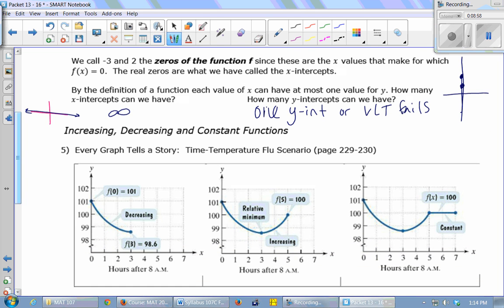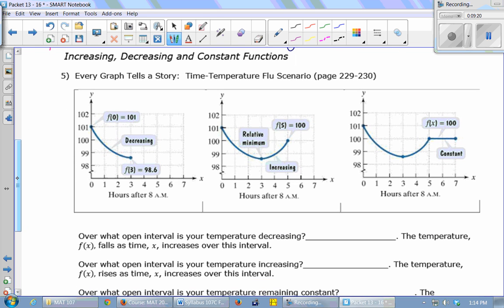Okay, so we can describe the behavior of a graph using these 3 words: increasing, decreasing, and constant. Every graph tells a story, and you usually tell that story from left to right. Just like when we write intervals and when we have number lines, we generally read everything from left to right. Okay, so let's look at this story. This is a time, temperature, flu scenario. So we have hours after 8 a.m. and then we have temperature, right, of someone who has the flu.